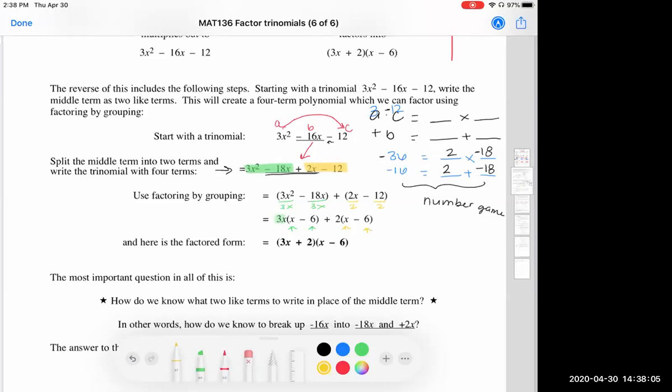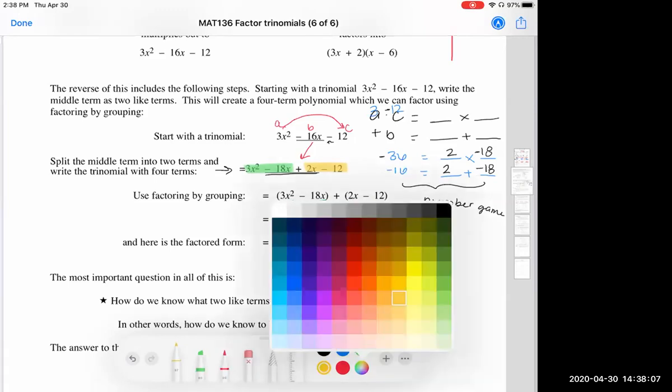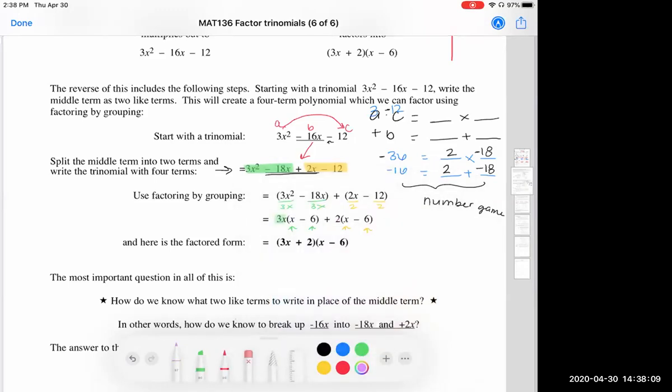Notice you have the same thing in your parentheses. You have x minus 6. And x minus 6, that's one of our factors. And the last two are made up from our terms, the 3x and the 2, 3x plus 2. This is factoring a trinomial.